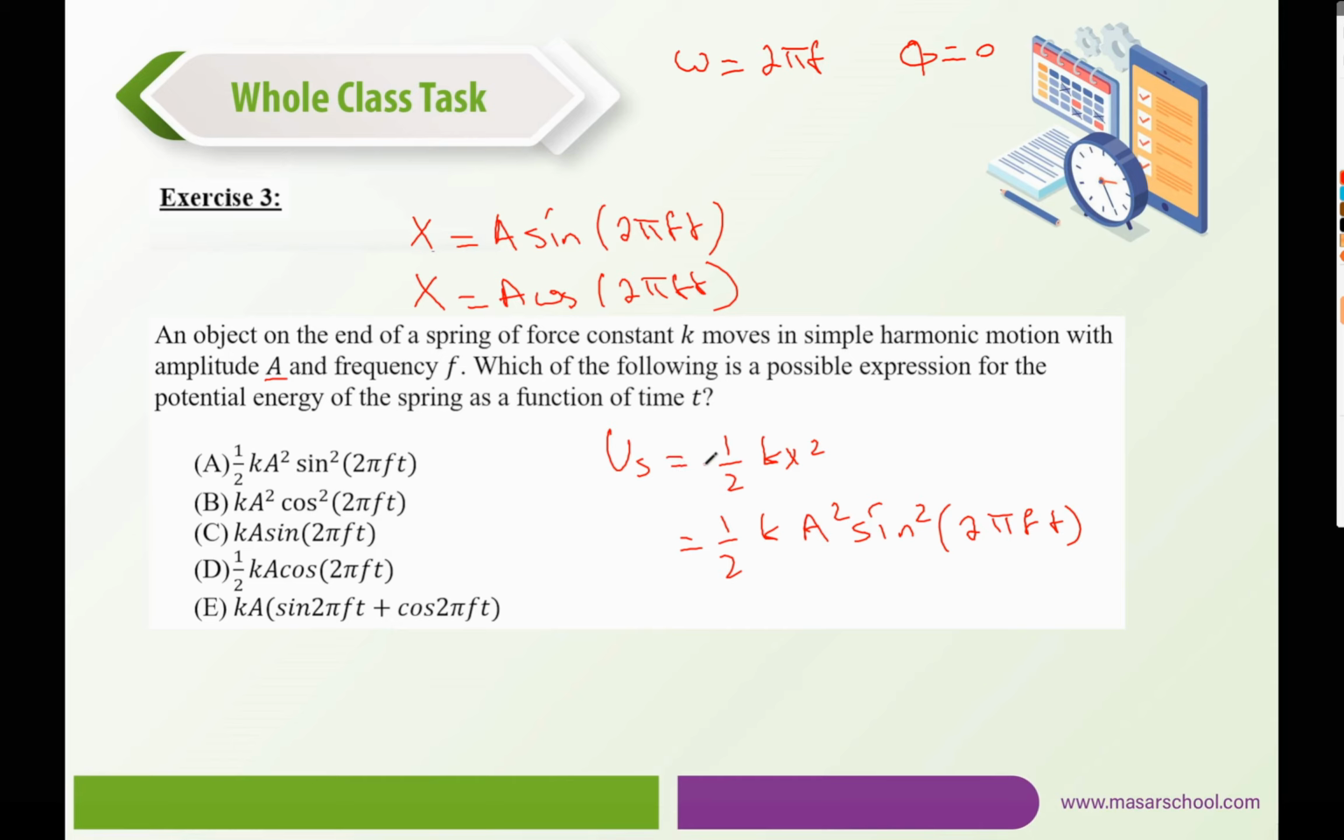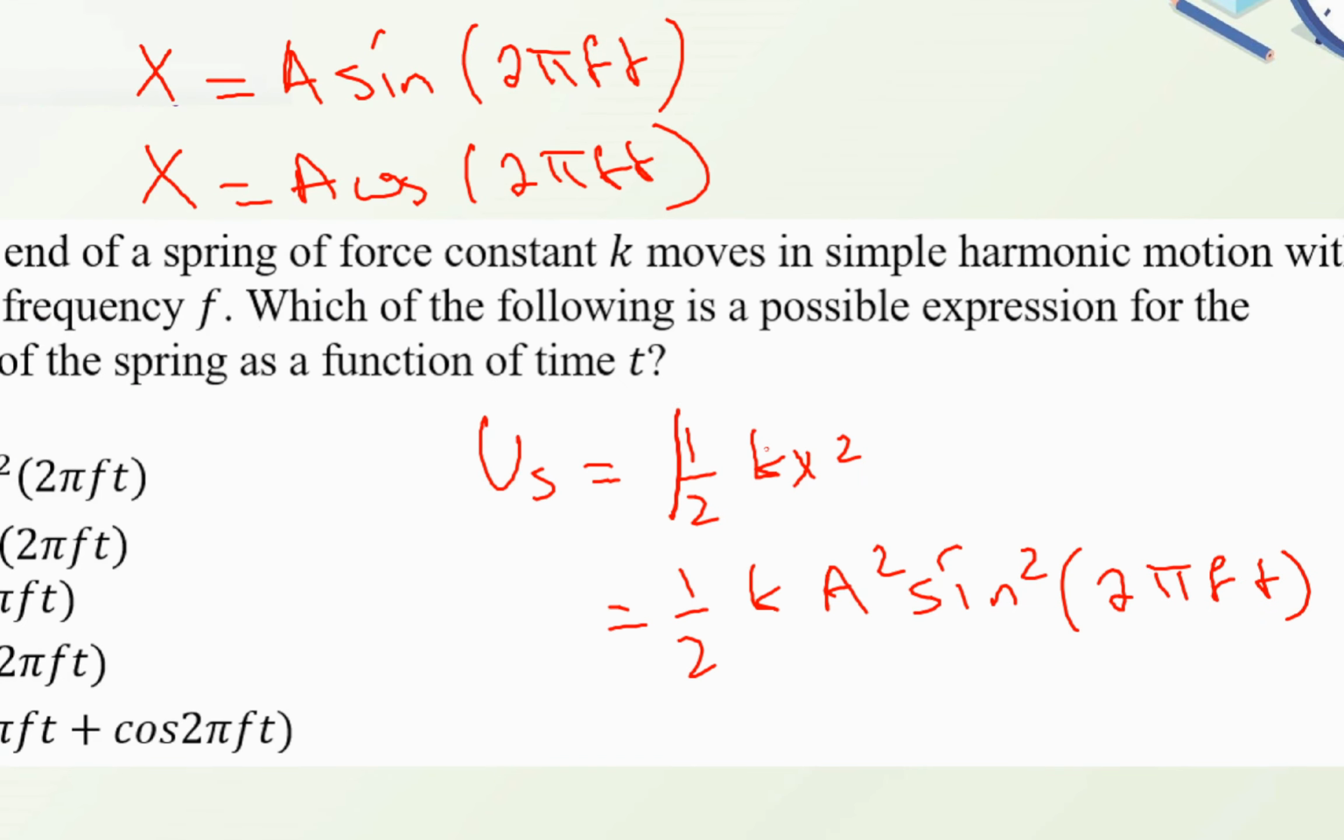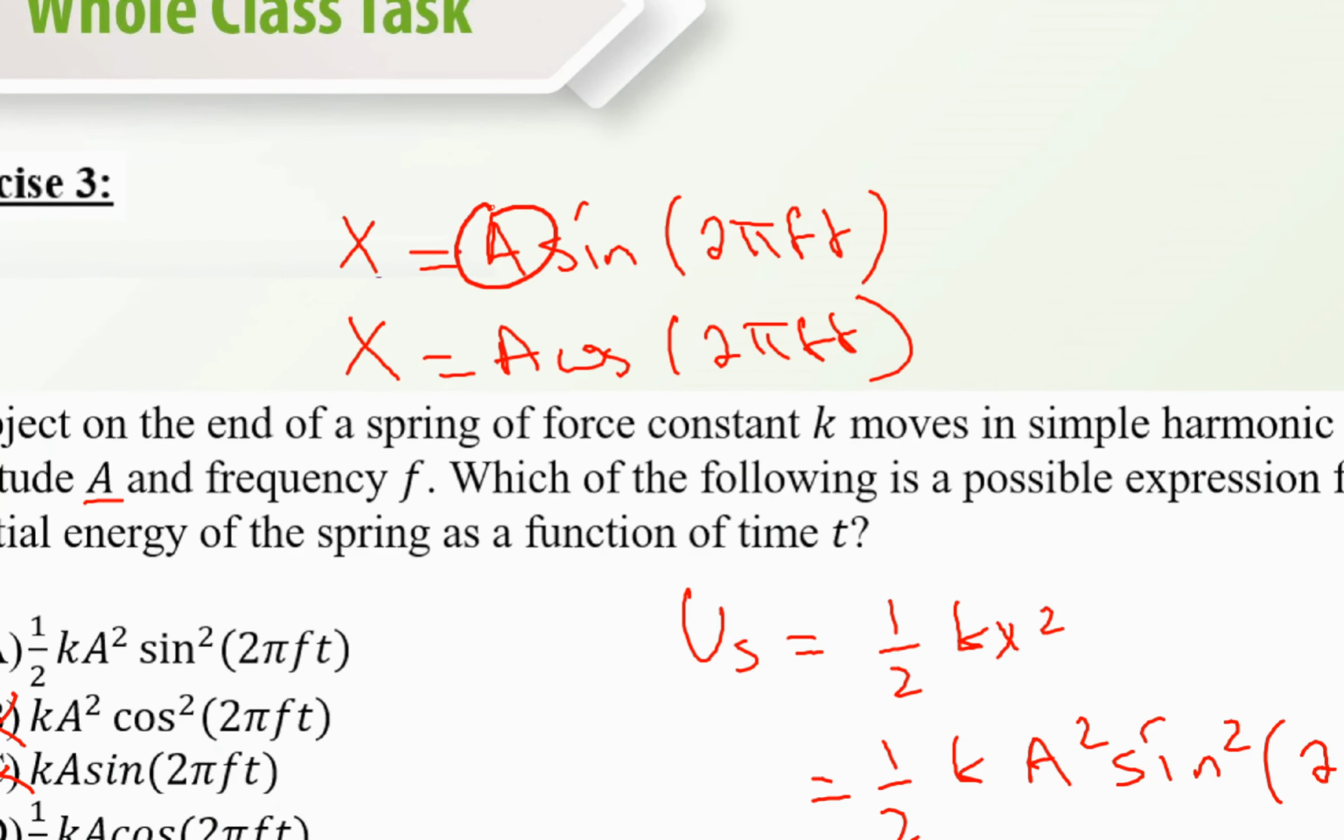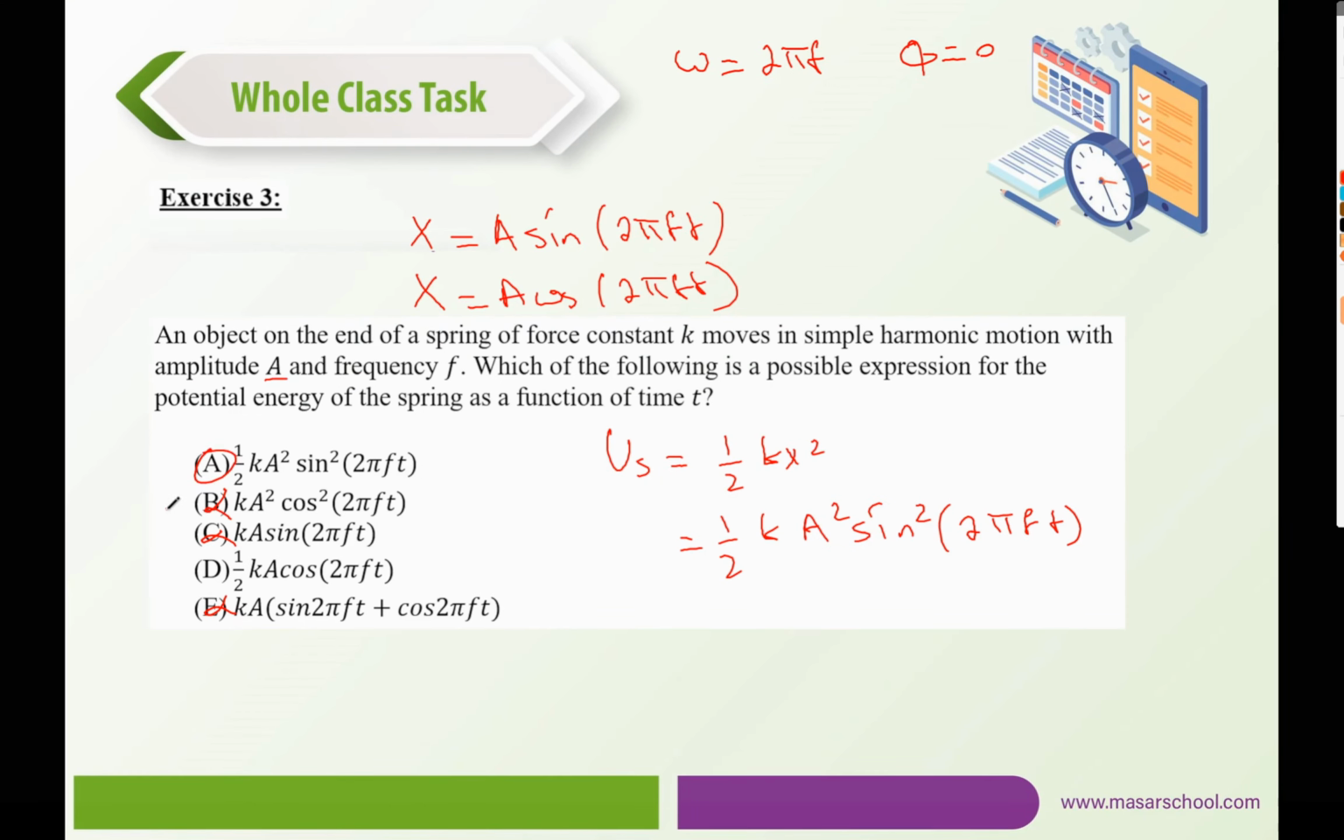Because the potential energy by its nature needs to have half k, we can directly eliminate all of these, but we should have A to the power of 2 because it's x to the power of 2, and x is directly proportional to the amplitude, which makes A the correct answer.